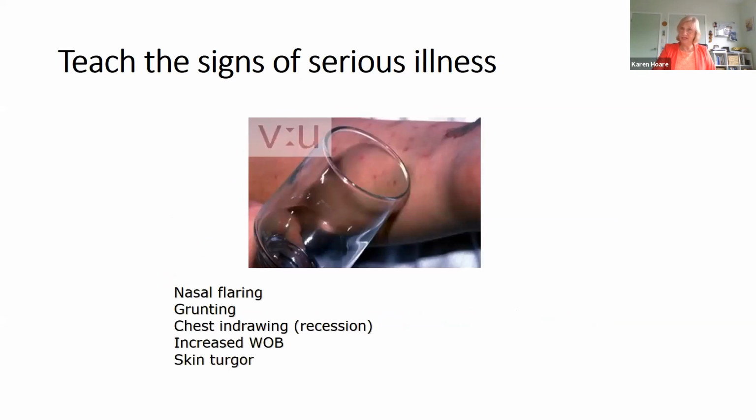And then this is the slide from last week, teach the signs of serious illness. So I guess the 2 signs that I always teach, emphatically, is the non-blanching rash. So this is the glass test, which is common in the UK, but stretching the skin does the same thing. You're looking for a rash that goes away. So that's a blanching rash. You don't want to see one of these non-blanching rashes, because that's a sign, obviously, of septicemia. And nasal flaring, grunting, chest indrawing, increased work of breathing, all signs of pneumonia, and skin turgor, dehydration.